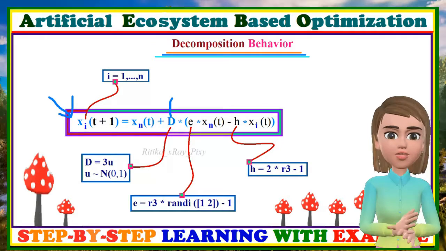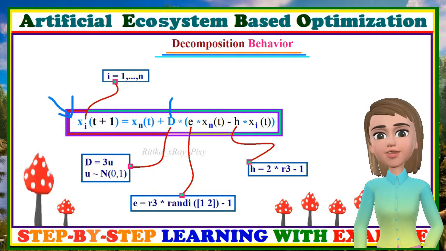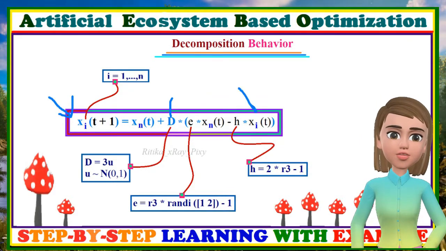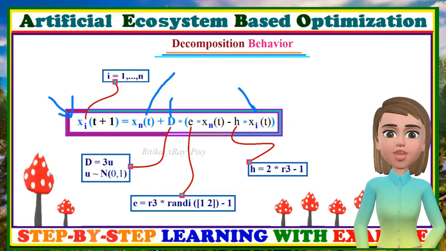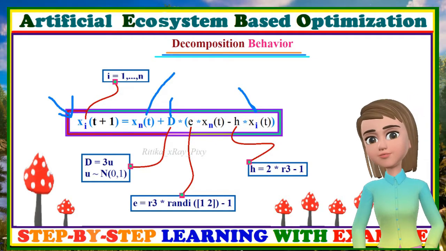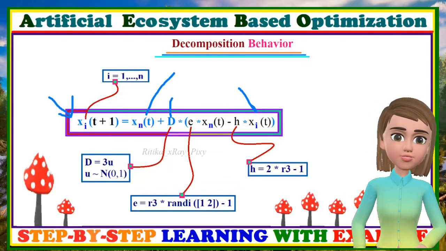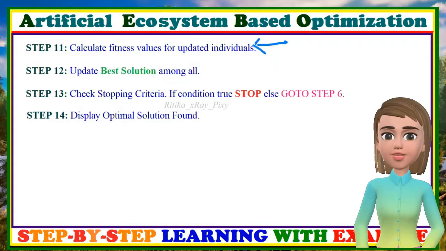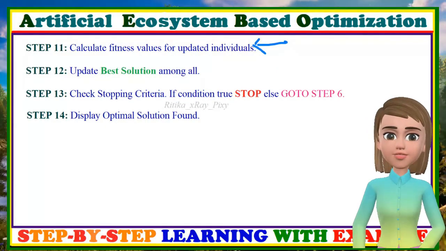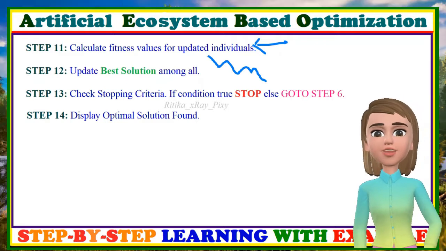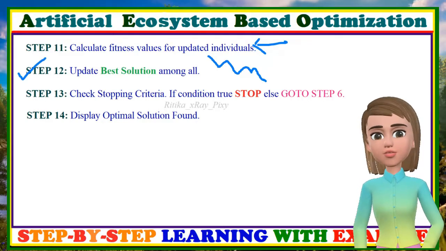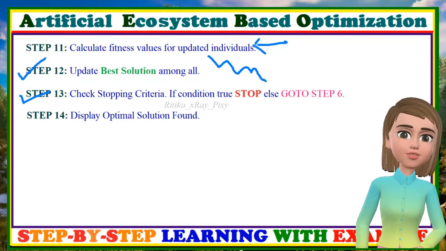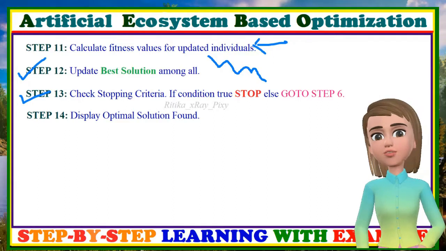D is the decomposition factor. H, E, they are the coefficients. And here this is the individual position and this is the best individual. So this is the mathematical model to update the decomposer's position in the search space. After that, we will calculate the fitness value for the agents in the search space and then arrange them in descending order. And after that, we will select the best among all and then we will check the stopping criteria. Once the stopping criteria is met, stop, else go to step 6.